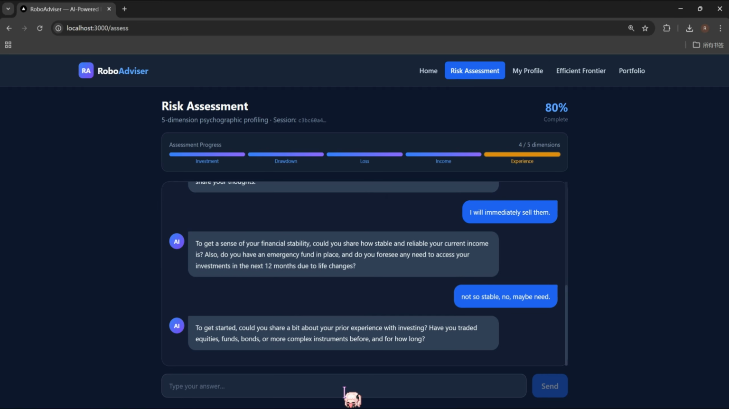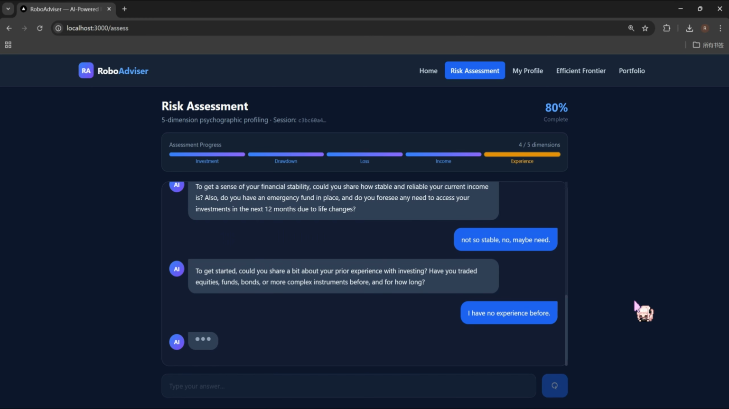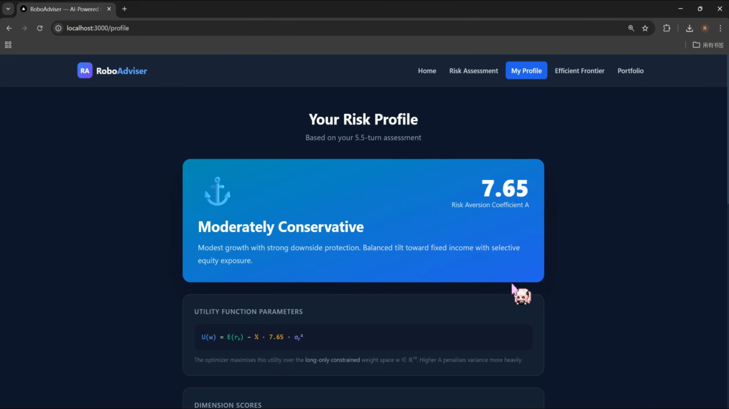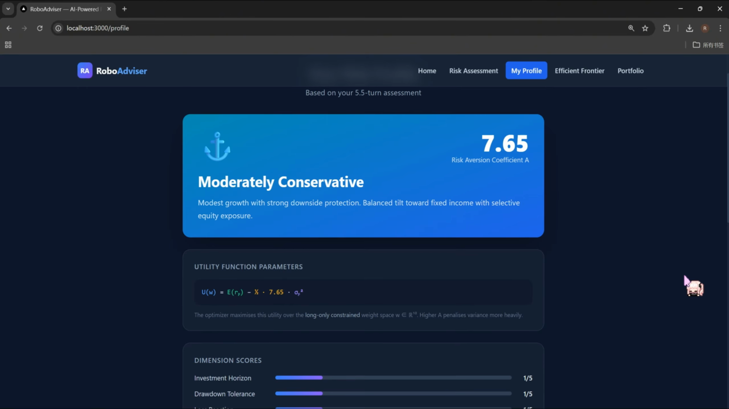The economic meaning is the standard mean variance utility story. A higher aversion to risk makes the variance term in utility matter more, so the optimizer shifts the solution toward the left end of the feasible frontier, where the portfolio is less volatile at the cost of a lower expected return.